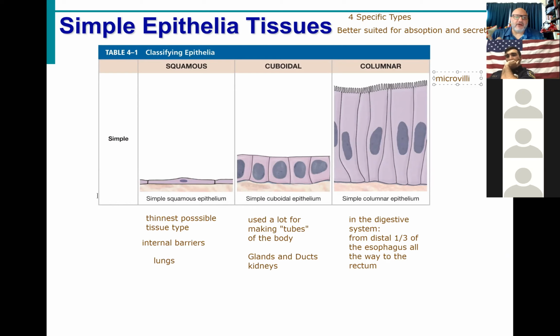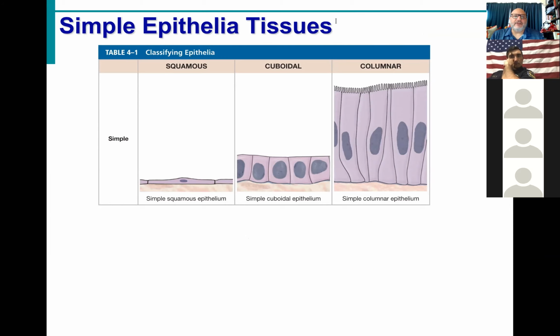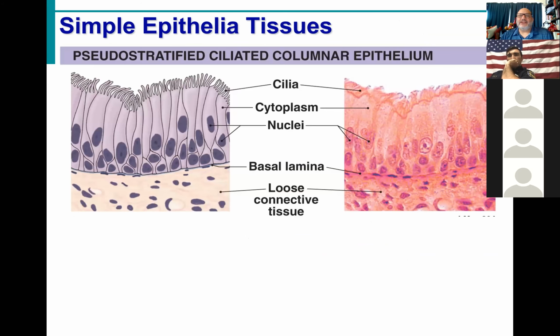All right, so these are the three obvious simple epithelial tissues, where we would find them in the body, and what their general functions are. Questions on these? All right, so then let's talk about the curveball. The curveball that our anatomists give us is this: the ciliated pseudostratified columnar epithelial tissue.